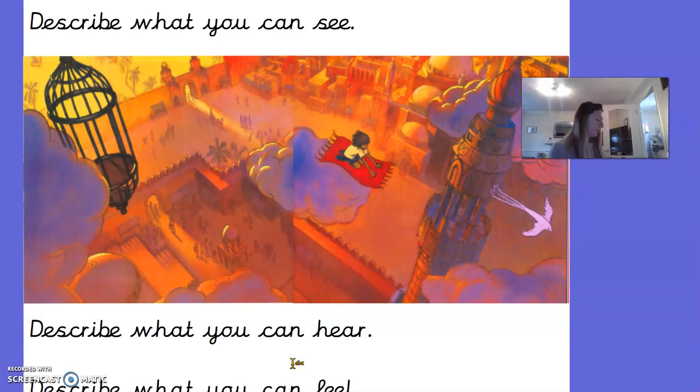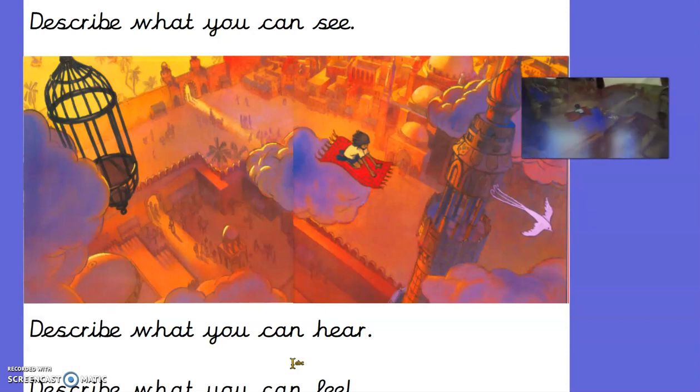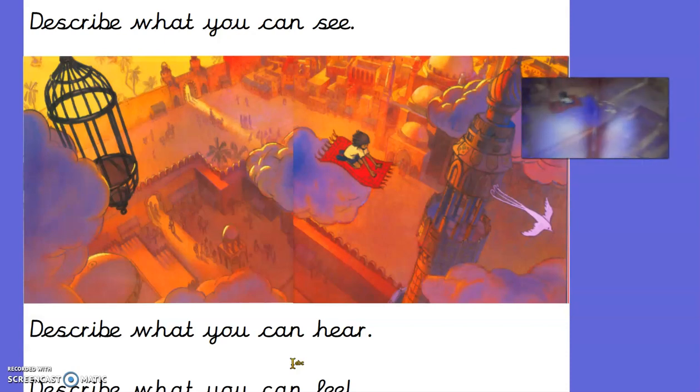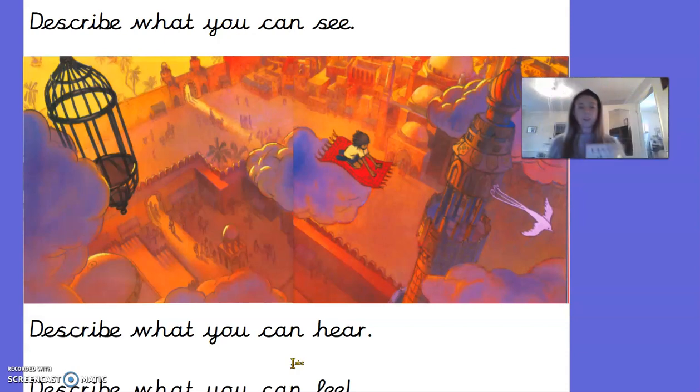Here it is. So it's the scene where Rebecca is flying on her magical red carpet and she's flying over the ancient city. So we're going to be focusing on this picture here, and we're going to be describing what we can see, what we can hear, and what we can feel. So I'd like you to pause the video maybe for around 1 or 2 minutes, and either on a piece of paper or just in your head, can you write down what you can see, what you think you'd be able to hear if you were here, and what you think you'd be able to feel if you were there.